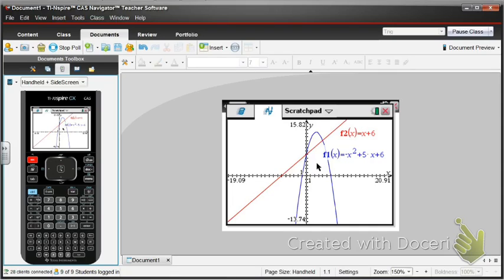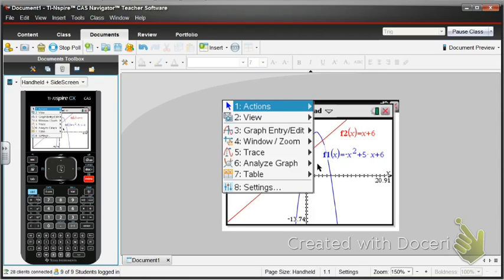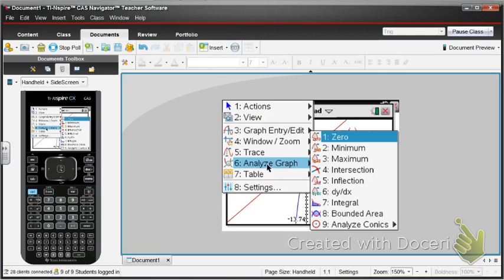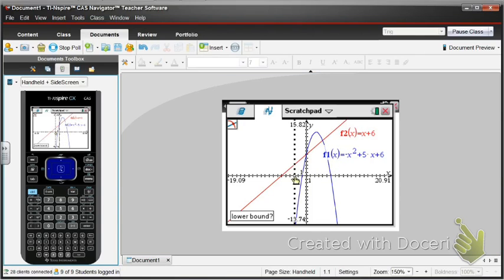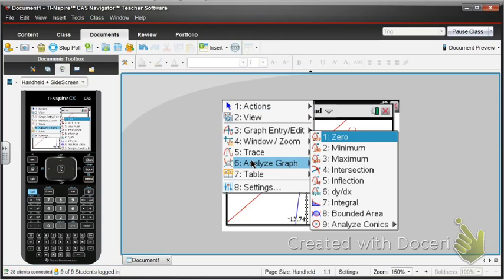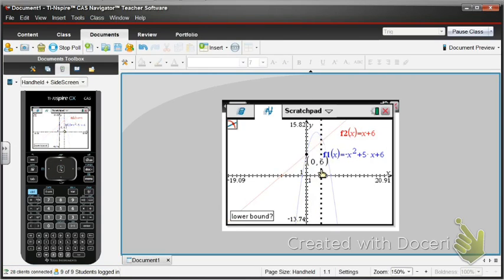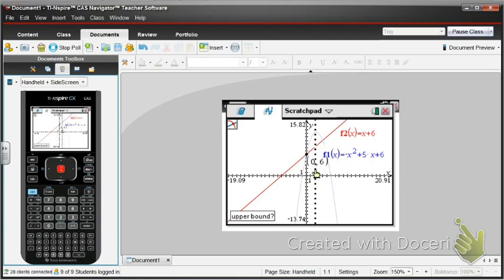Now that I can see that, just like I found my max and my min and my zeros, it's under menu, analyze graph, find the intersection. If I want to find this intersection first, I have to click to the left of it, drag it across, click to the right. And sure enough, (0, 6) is one of my intersection points. And then menu, analyze graph, intersection, click to the left, and click to the right.